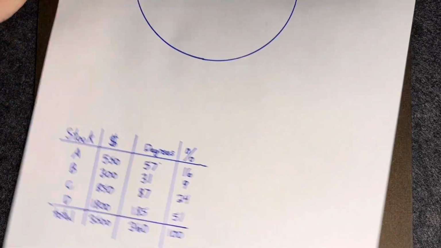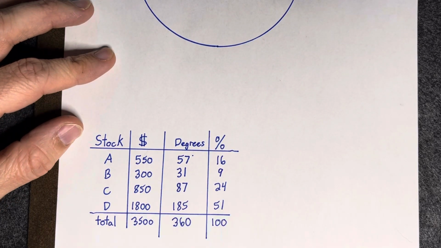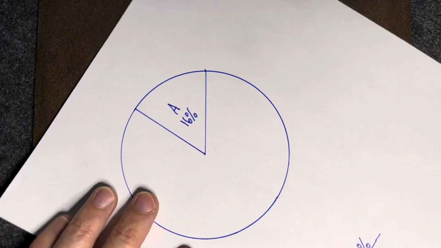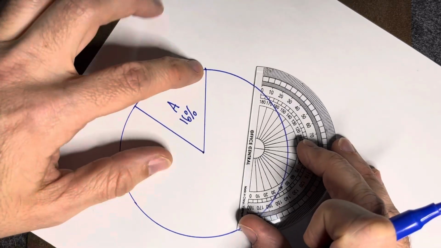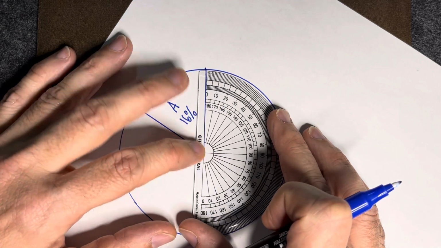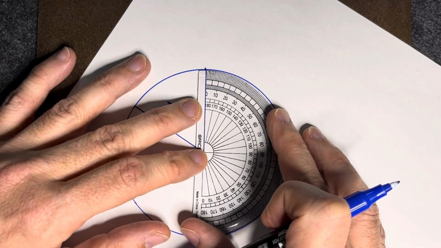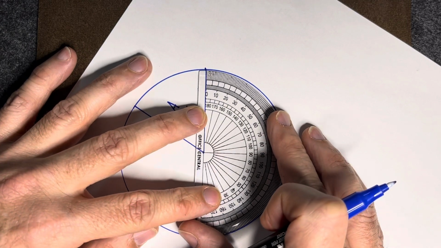Then the next stock is B, and it is at 31 degrees is what I need. So I'm going to turn this paper, I'm going to orient it this way, and then I'm just going to think of this as my new baseline arm. Line this up with the vertex there, and get it as perfect as you can.